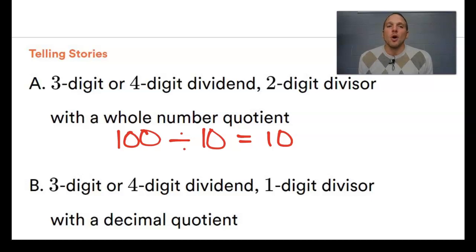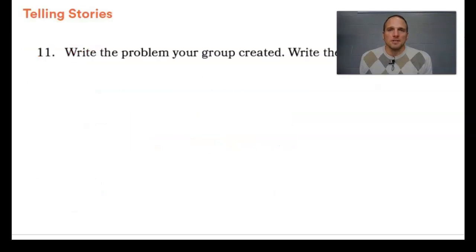So you come up with your own 3-digit number, your own 2-digit divisor, with a whole number quotient, a whole number answer, and you write a story. Before you pause this, go ahead and write your story in 11, all right? So you're coming up with a story, and then go ahead and write it in 11. And go ahead and pause it now and do that.